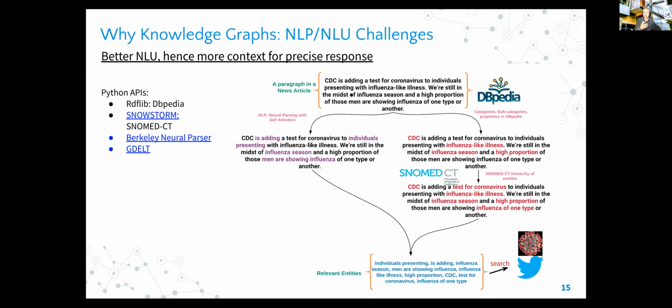But you really want to understand it. So there is natural language processing, but natural language understanding. And if you want to get to that understanding part, you can't do without having knowledge to support you, acting as a trellis on which you can hang your ideas. So influencer like illness on the left hand side is not recognized, but influencer like illness is a concept that is well recognized on the right hand side, and that is very important. There is a specific meaning of high proportion that is also important.